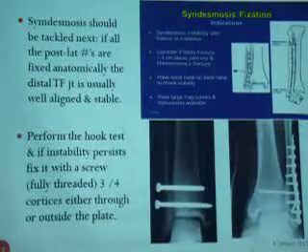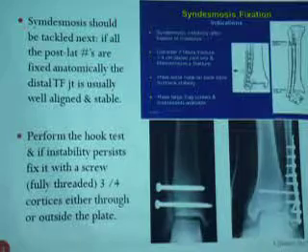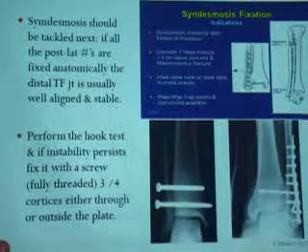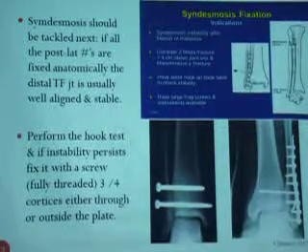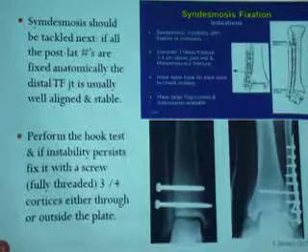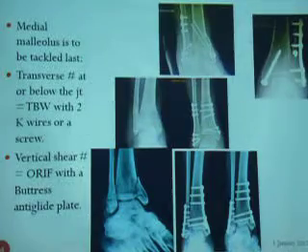The syndesmosis, I will not talk on that because it has already been dealt with. As he has already mentioned, you should perform the hook test and then decide upon the management.